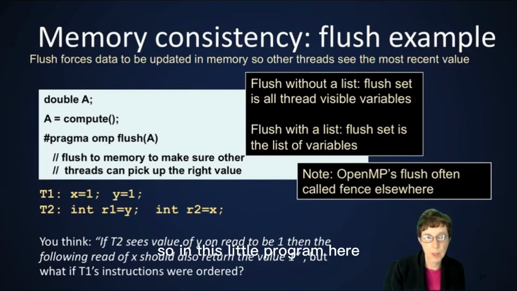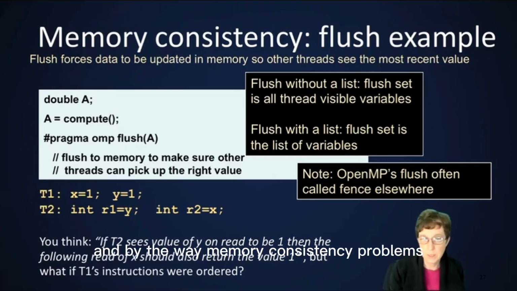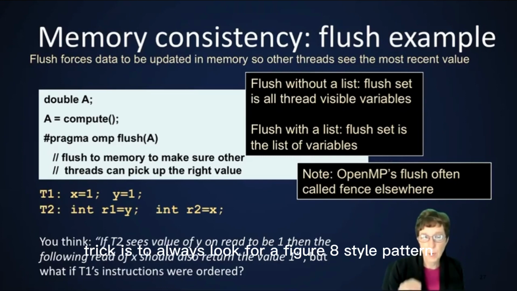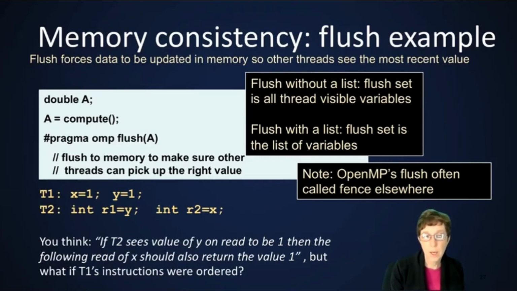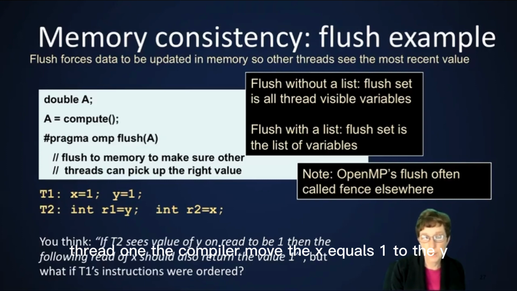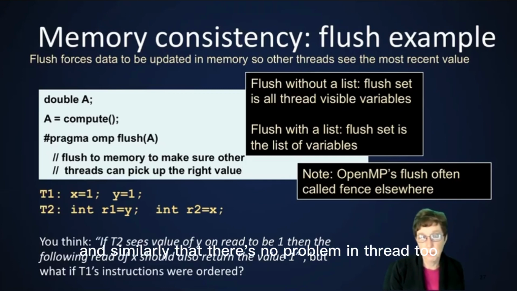So in this little program here where we've got two threads, thread 1 is executing x equals 1 and then y equals 1. Thread 2 is reading y and then reading x in the opposite order. And by the way, with memory consistency problems, a trick is to always look for a figure-8 style pattern that will cause problems if something gets delayed. So there's no problem in this program with the compiler moving the x equals 1 in thread 1 to after the y equals 1, because there's no dependence between x and y. And similarly, there's no problem in thread 2, in fact they're both reads of these variables, for the read of x to happen before the read of y.